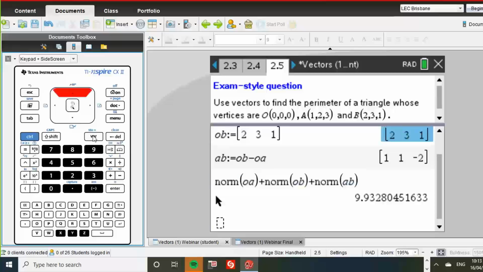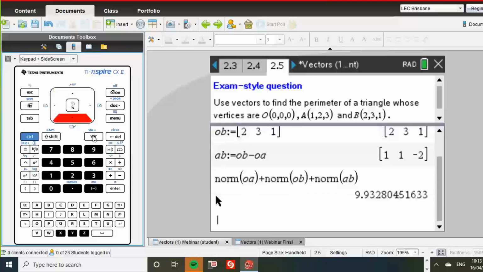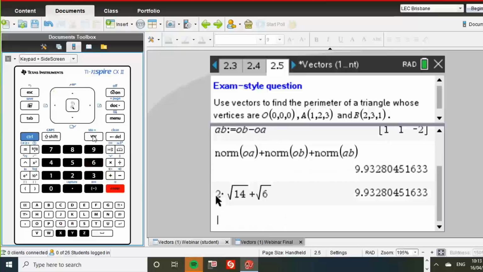Just studying those three vectors, the first one has a magnitude of root 14, that one has a magnitude of root 14, and that one has a magnitude of root 6. So we could confirm this by saying 2 times the square root of 14 plus the square root of 6, and that's what it is in exact form. So just be aware whether you are required to express your answers in exact form or you're allowed to express your answers in floating decimal point form.